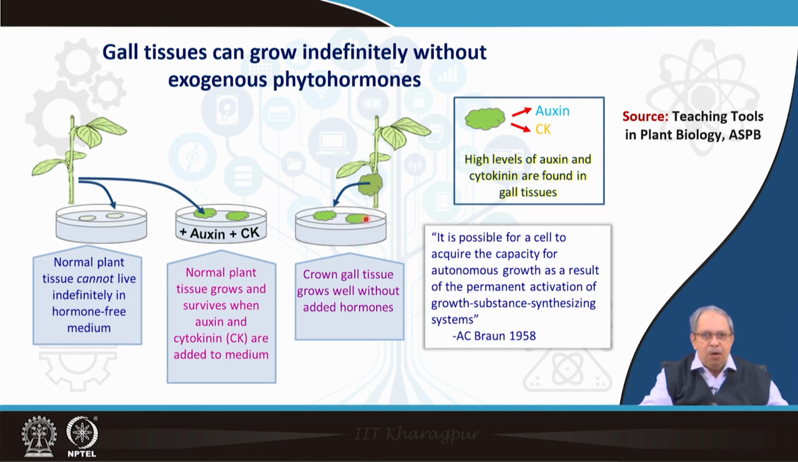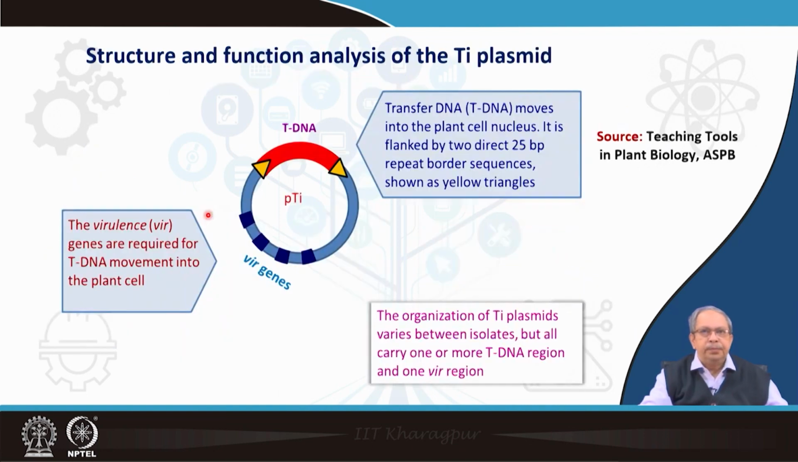So, the properties of synthesizing growth substances are already acquired by the crown gall tissue, but not by the normal callus tissue. As I said, they isolated the bacterium and studied it further, and they revealed that Agrobacterium tumefaciens contains a large plasmid in addition to its genomic DNA. That plasmid is called the Ti plasmid, that means tumor inducing plasmid.